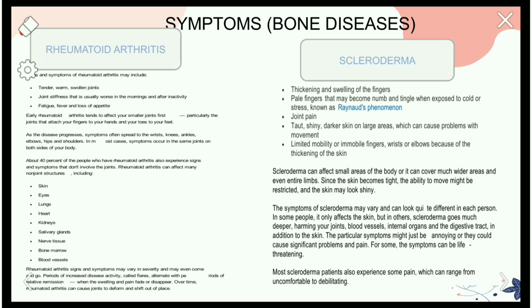The symptoms of scleroderma are thickening and swelling of the fingers, pale fingers that may become numb and tingle when exposed to cold or stress, known as Raynaud's phenomenon. Next, joint pain, taut, shiny, darker skin on large areas, which can cause problems with movement. Limited mobility or immobile fingers, wrists, or elbows because of the thickening of the skin.